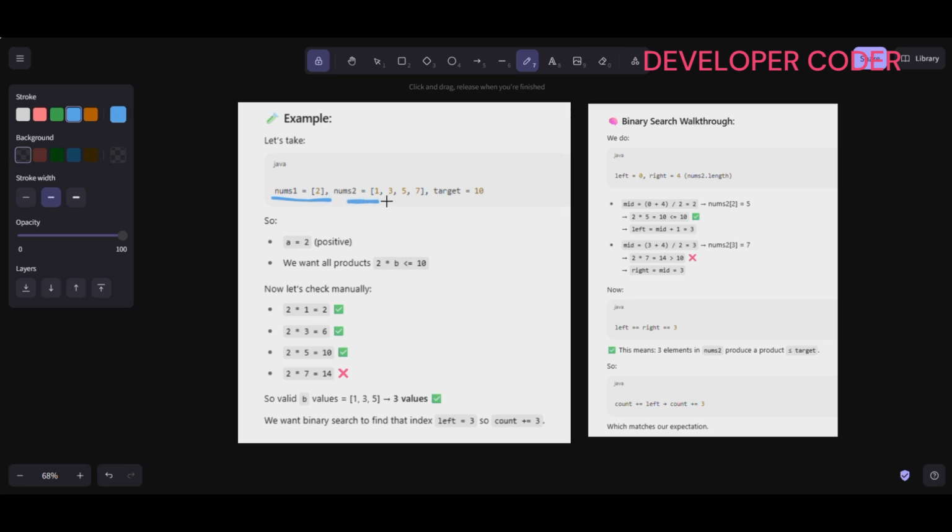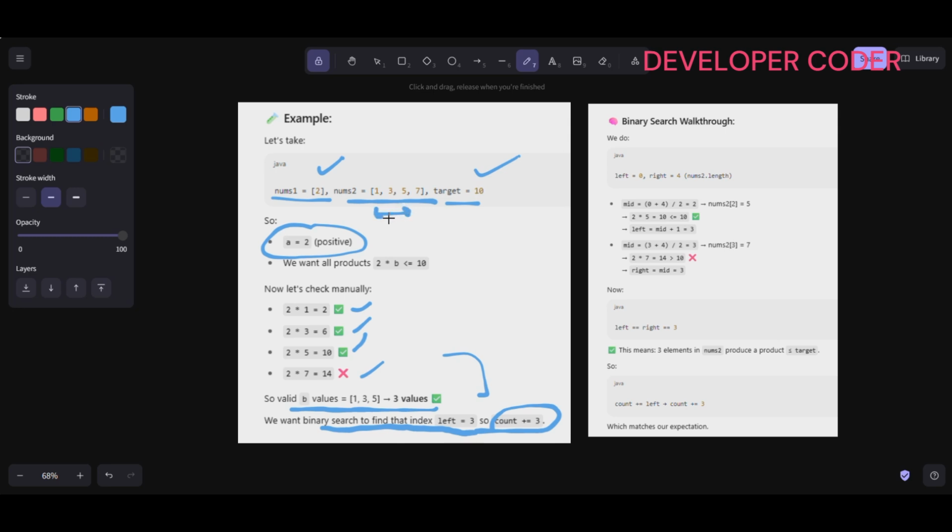Nums1 is equal to 2, and this is the nums2 array, target is 10. So if a is equal to 2, that is positive in this case, we want all the products where 2 into b gives a value less than or equal to 10. This is my target. Manually, 2 into 1 is 2, 2 into 3 is 6, 2 into 5 is 10, 2 into 7 is 14. So valid b values are 1, 3, 5, 3 values. We want binary search to find that index, left is equal to 3, so count is equal to count plus 3.